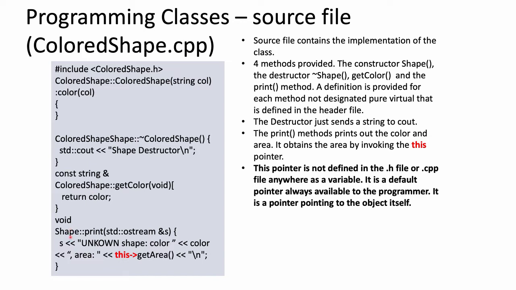And then finally, the shape is going to have its print method, and it's going to output to the stream that it doesn't know the shape, it's an unknown shape, but its color is color, and its area it gets from itself. So nowhere in the header file have we defined this. This is always there and always available when you're writing a class's method. This refers to itself. So this on anything refers to the current object. So this getArea will get the area of the current object no matter what it is. Okay, let's look at the rectangle.